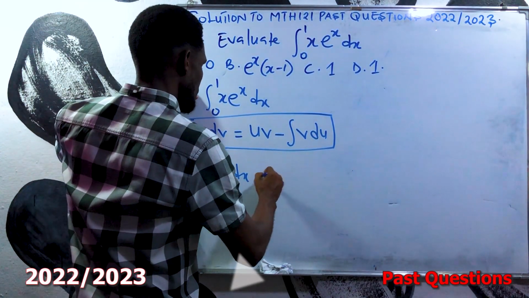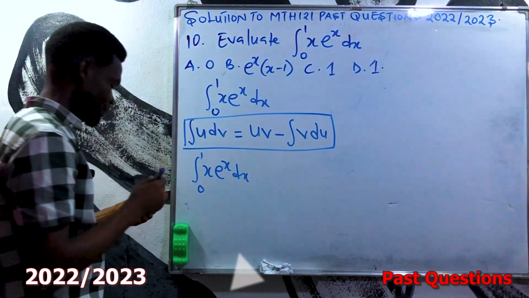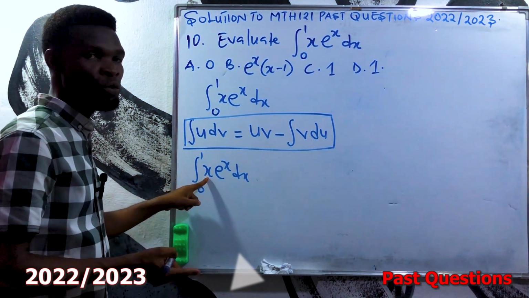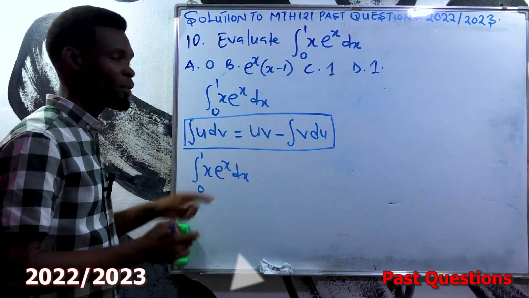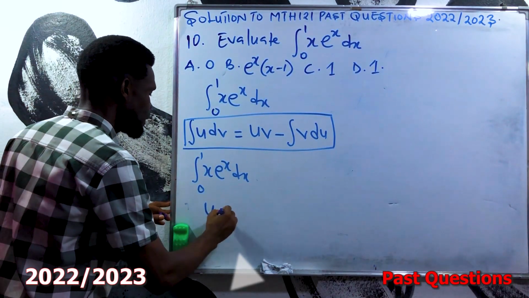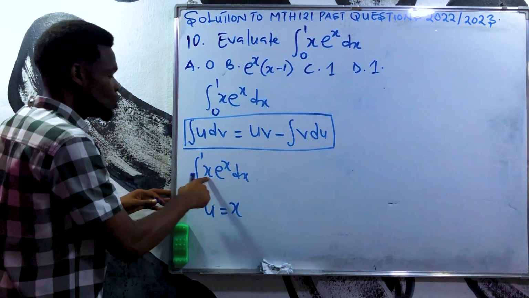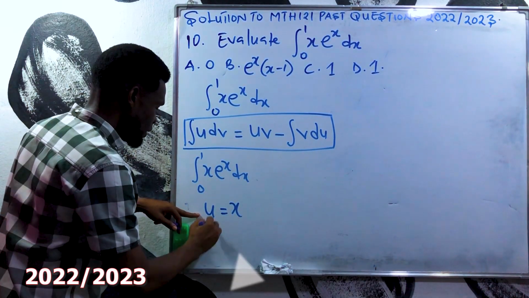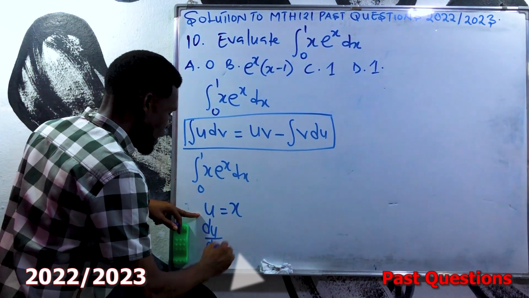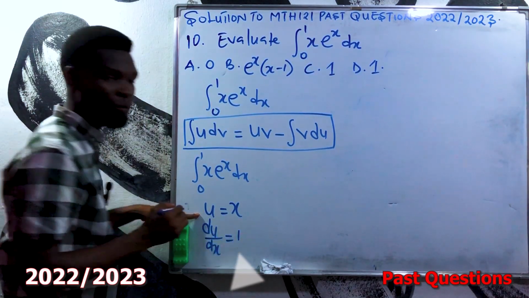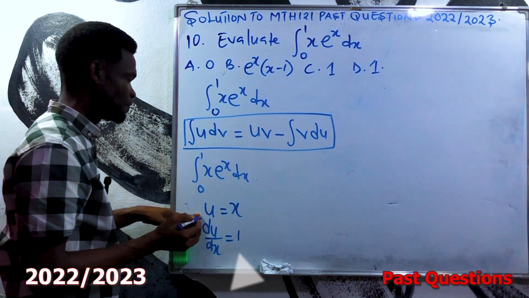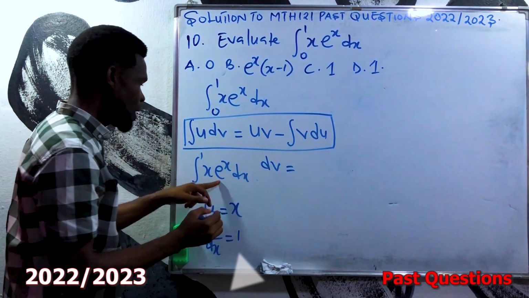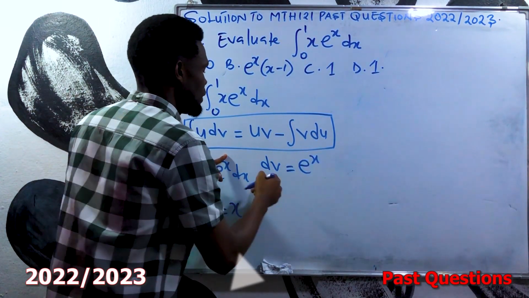This is equals to, okay, now x and exponential x. One of them will be u, the other one will be dv. So let u be equals to x. Differentiate this u with respect to x. That means du dx is equals to the derivative of x, which is 1. I'm done with that. Pick the next one, dv. That means that dv will be equals to exponential x.